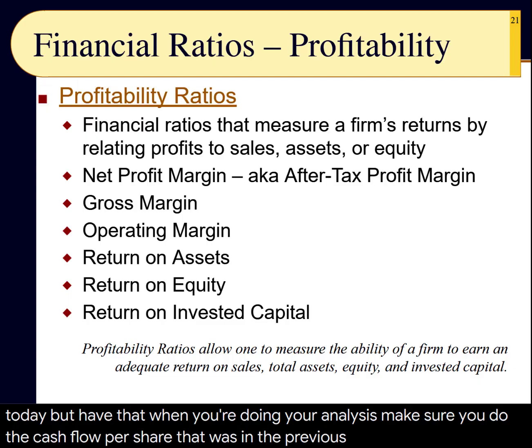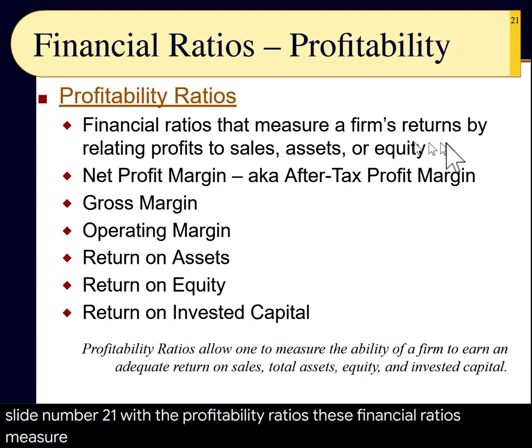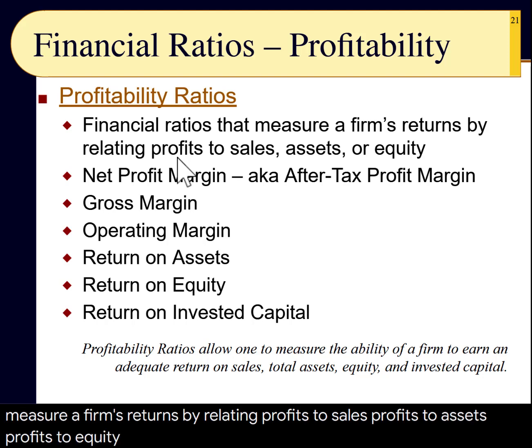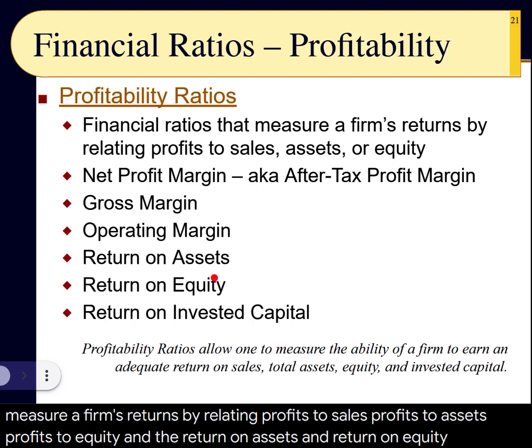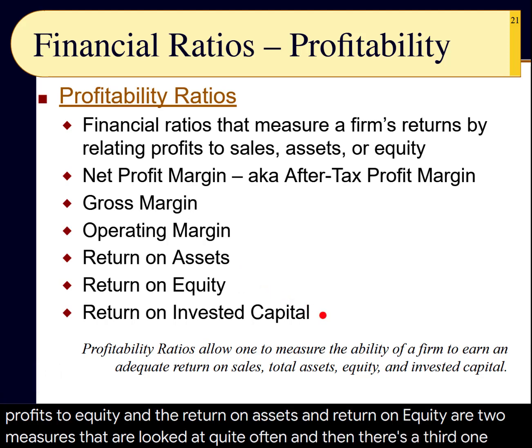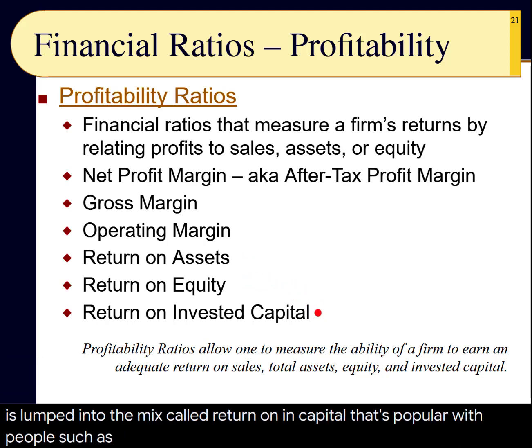Okay, so let's get started on slide number 21 with the profitability ratios. These financial ratios measure a firm's returns by relating profits to sales, profits to assets, profits to equity. And the return on assets and return on equity are two measures that are looked at quite often. And then there's a third one that is lumped into the mix called return on invested capital that's popular with people such as Warren Buffett.